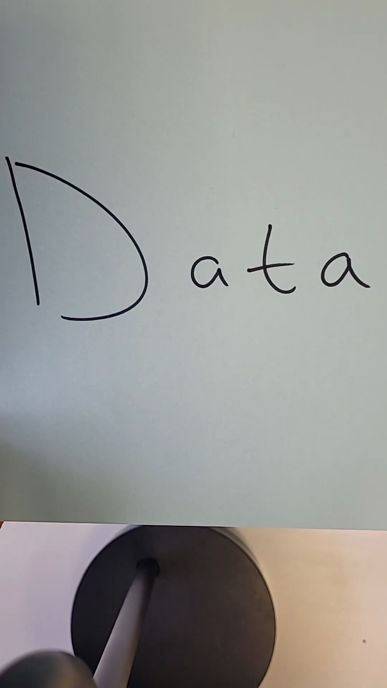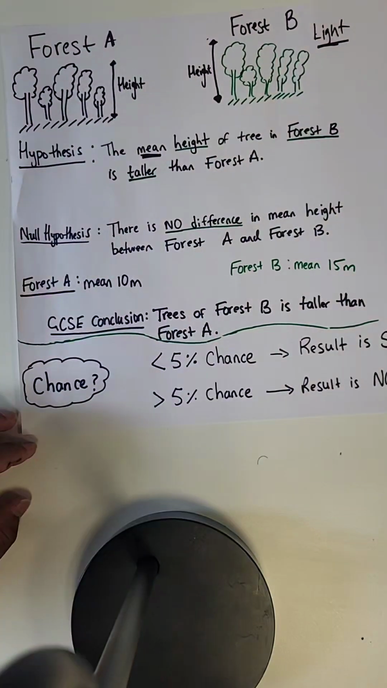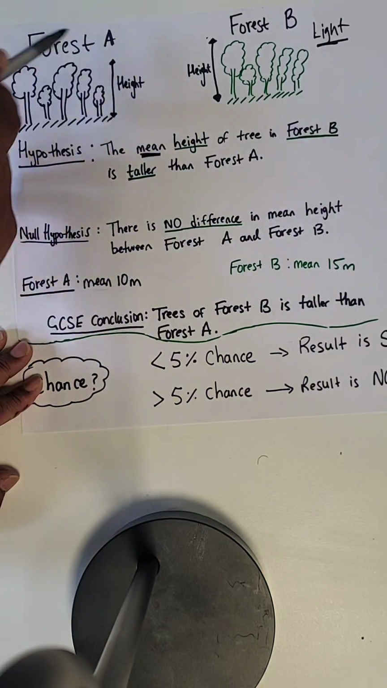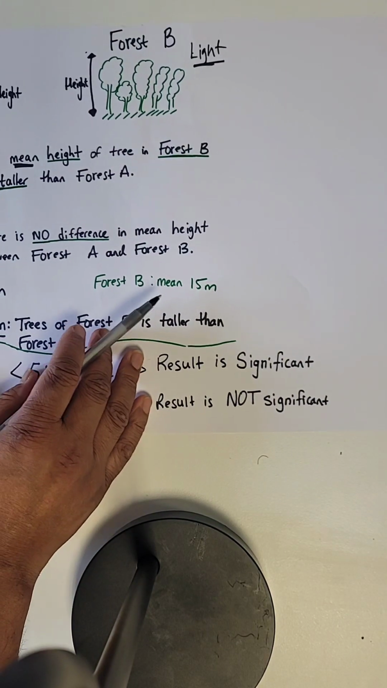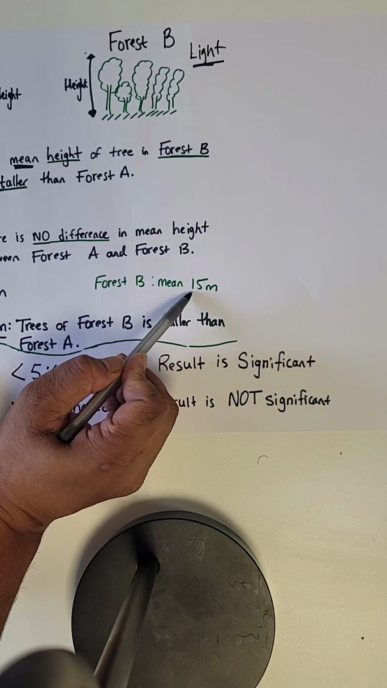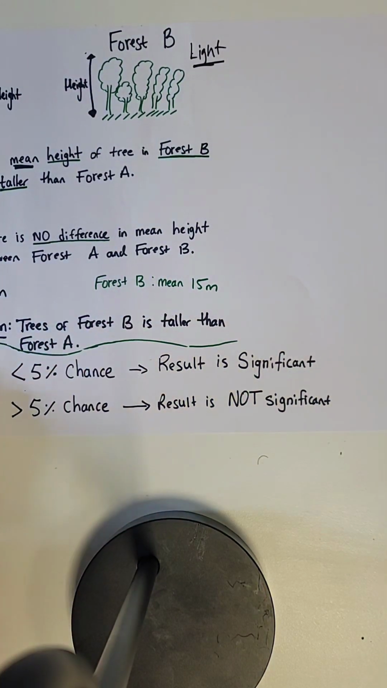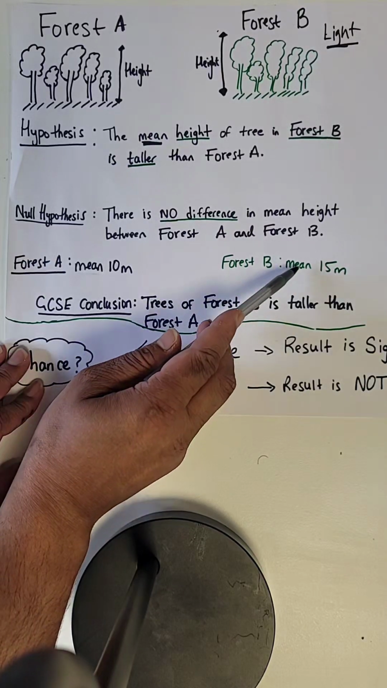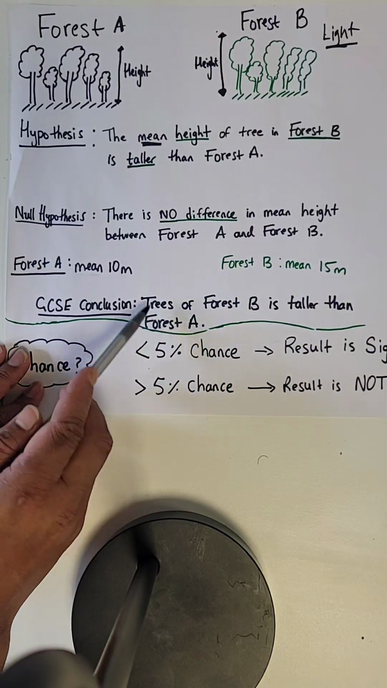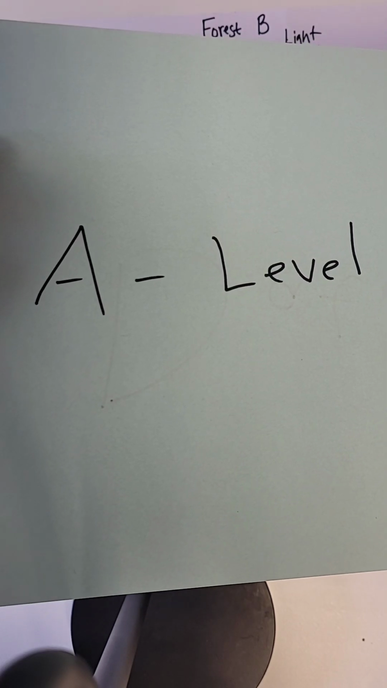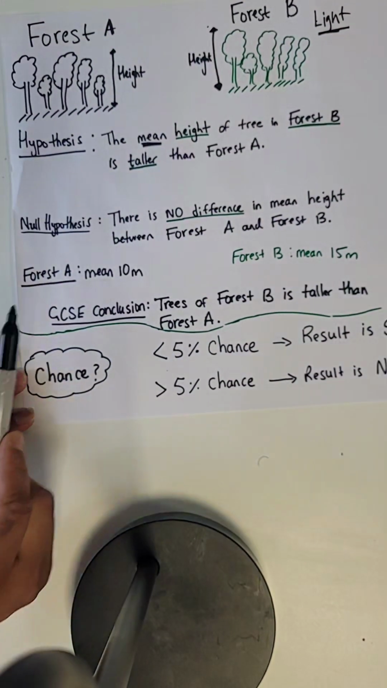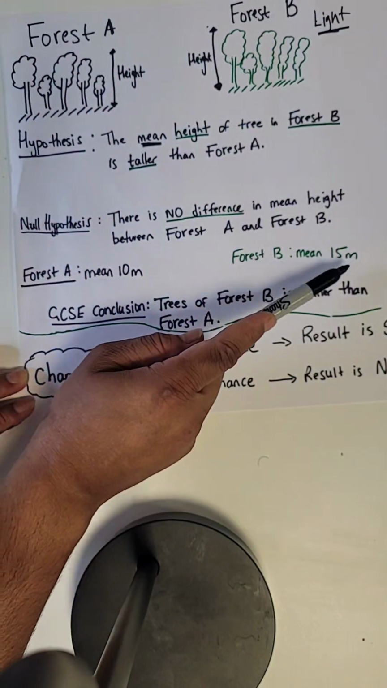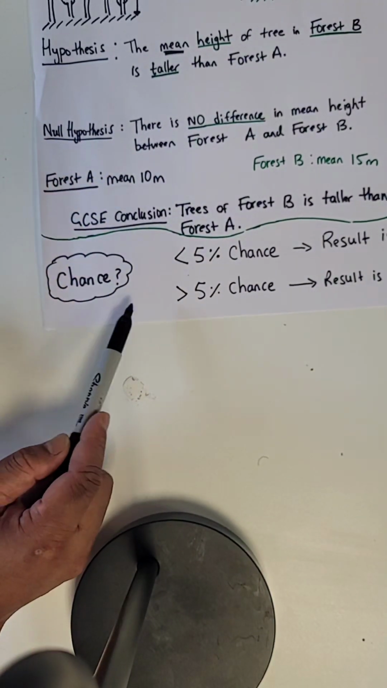So we have done our data. The data shows that the average height of Forest A was 10 meters, and the average height of Forest B was 15 meters. As a GCSE student, you would think the conclusion would be that the trees of Forest B are taller than Forest A. But now you're doing A-level, so for A-level standard, we need to know something else. What if the results are literally due to coincidence, by chance? And that's where we use stats.